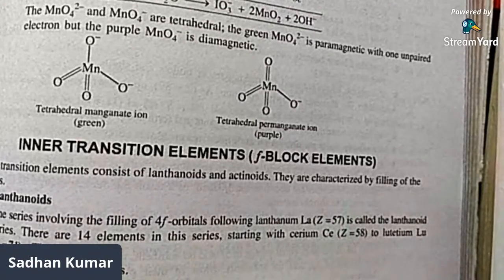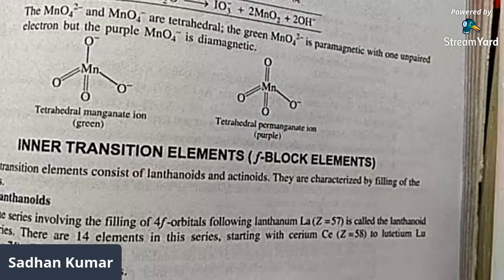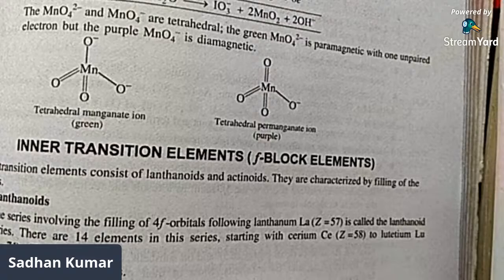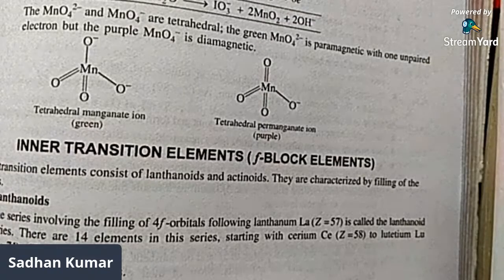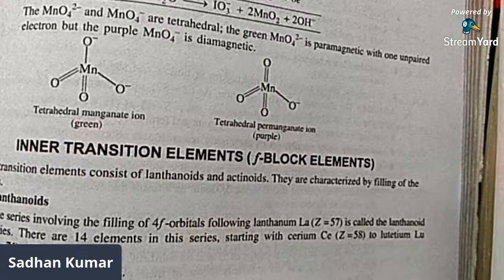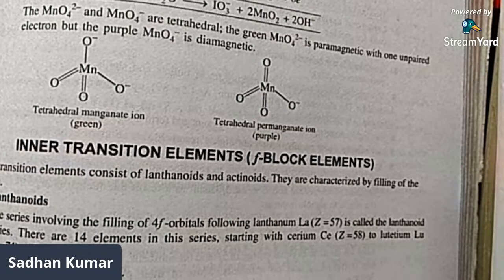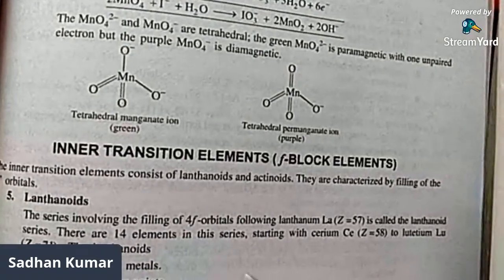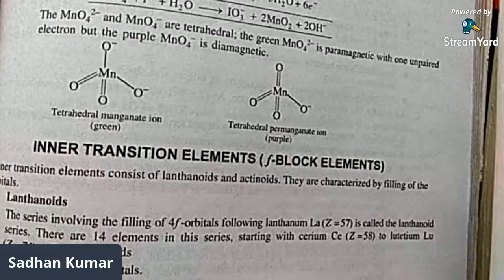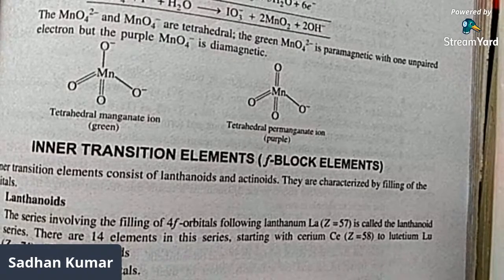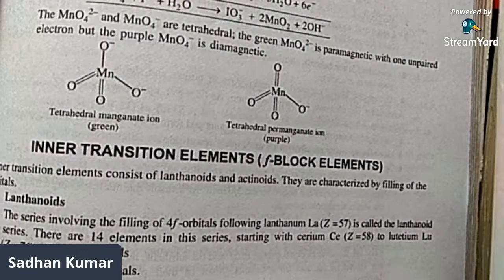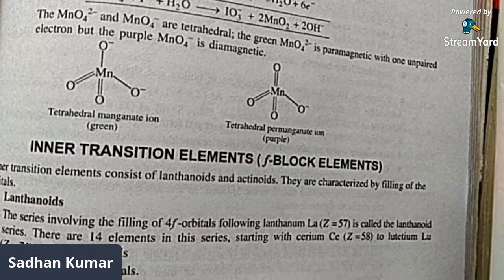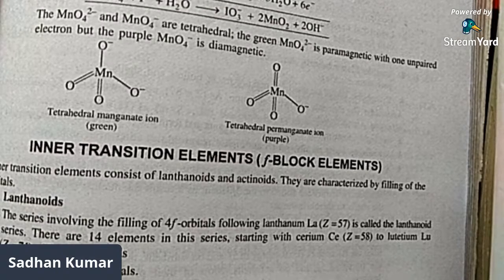Why are they called inner transition? Because they are present inside the transition series, and in these elements, electron filling takes place in the f orbital. Now, the first series we have is the lanthanide series. The series involves the filling of 4f orbitals following lanthanum, La, whose atomic number is 57, and is called the lanthanoid series. There are 14 elements in the series, starting with cerium 58 to lutetium.